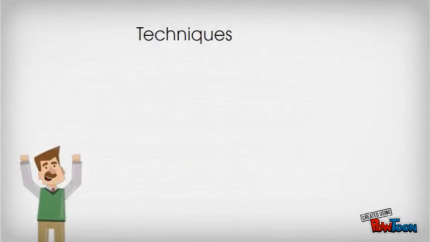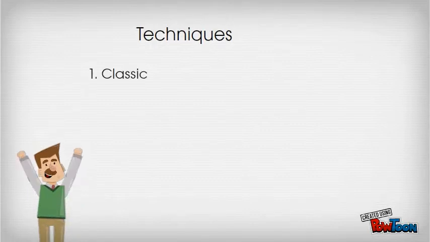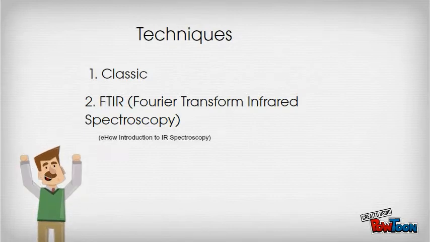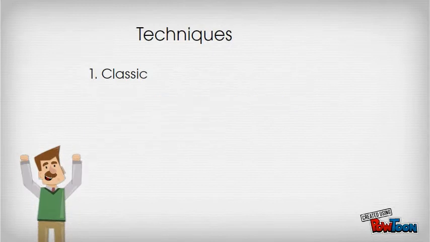Techniques. There are two main techniques used for IR spectroscopy. The first one is classic. This is a single transmitting IR wave that's split into two. One passes through the object being analyzed, while the other passes through a reference material. The data is collected and analyzed for changes in frequency, power, and wavelength, etc. This method takes longer because you have to test different wavelength frequencies.